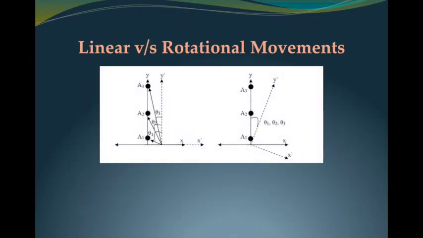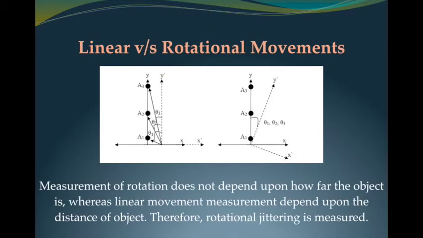In OIS technology, rotational movements are predominantly measured, whereas linear movements are not measured. This is because objects which are farther away from the camera allow very little jittering. So predominantly the rotations are more dominant over the linear motions.